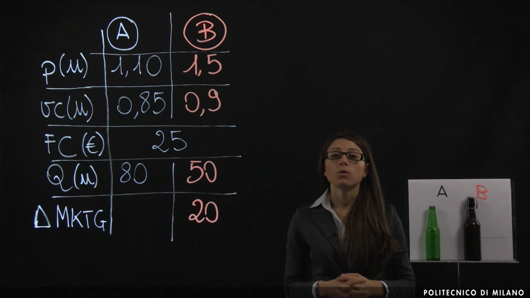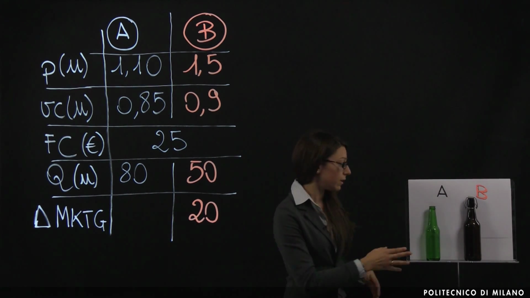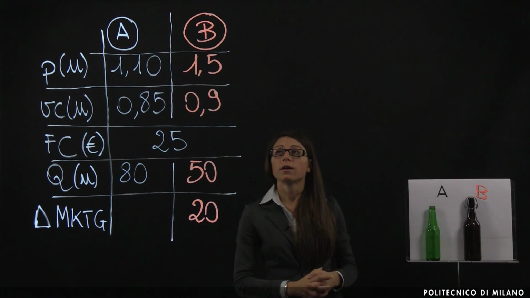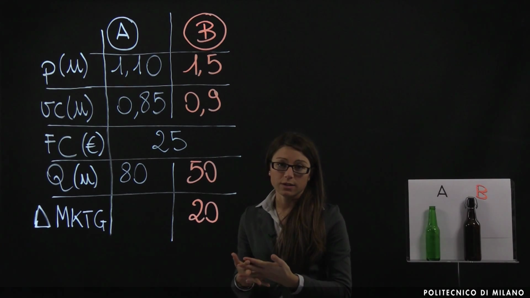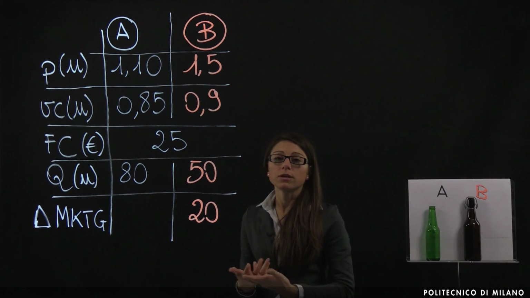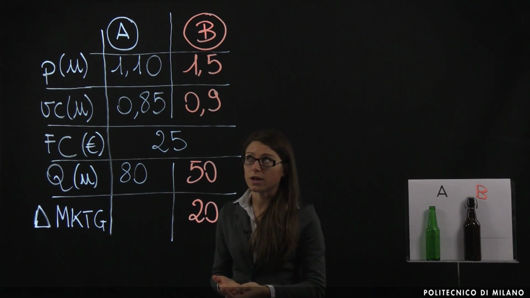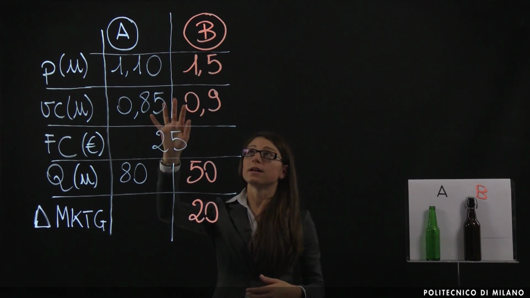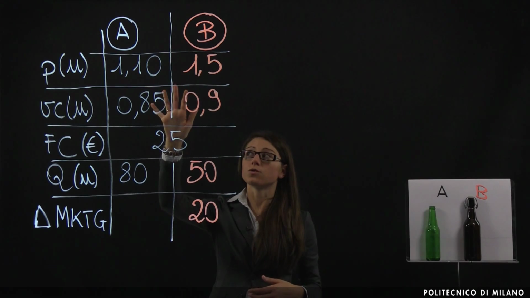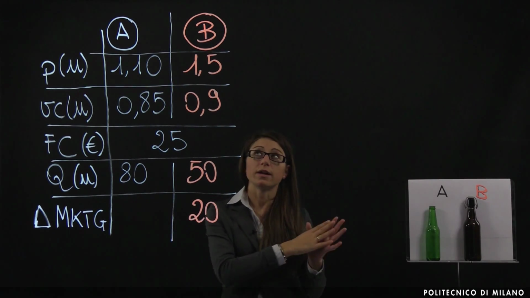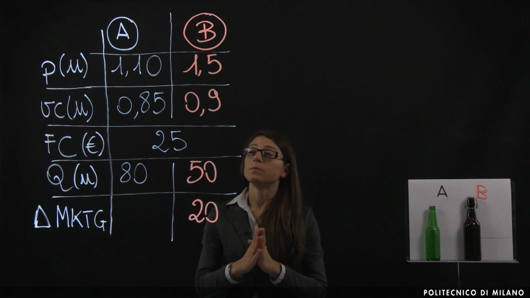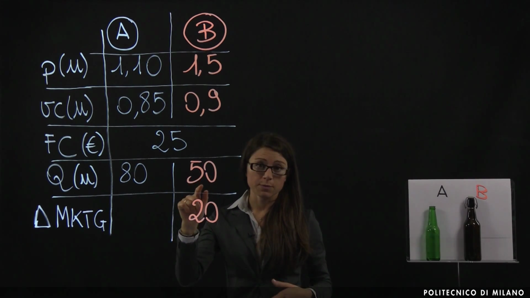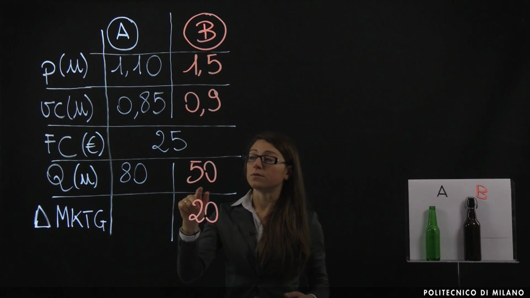Now the company is evaluating the possibility of introducing also the production of beer type B in addition to beer type A. These are the additional information that we need in order to understand this additional production. And we know that if the company wants to realize beer type B, the selling price would be 1.5 euros per unit. The variable cost related to the production of beer type B will be 0.9 euros to realize 1 unit. And then we have the quantity that is expected to be realized and sold of 50 units.